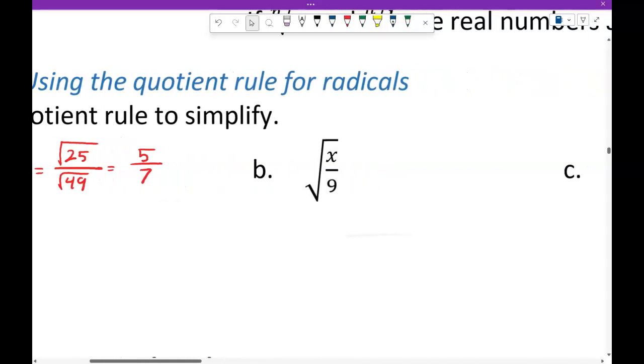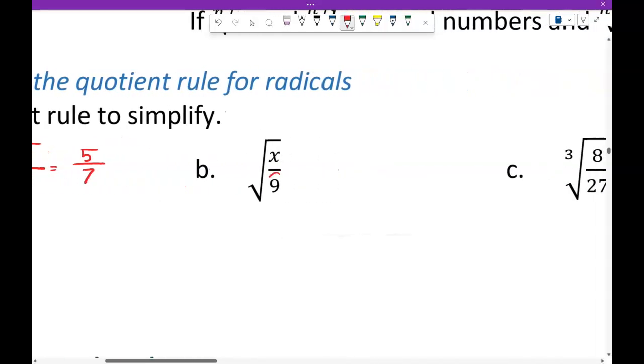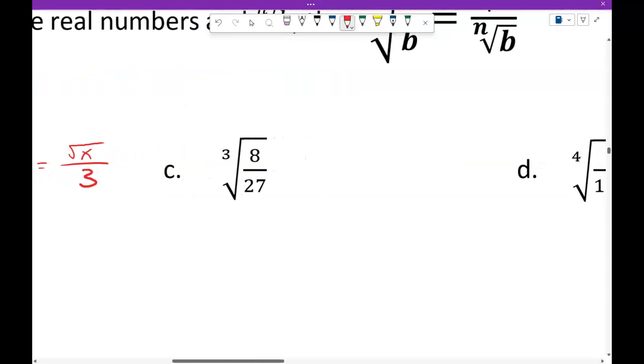Now where this property really shines is when one part of our fraction we can take the root, but the other part we cannot. So we have the square root of x over the square root of 9. I can't simplify the square root of x, but I can take the square root of 9. Even if we have other indices, like cube root, they'll both have a cube root for their index, meaning we can take the cube root of 8 and the cube root of 27.